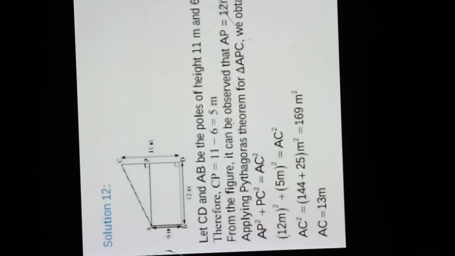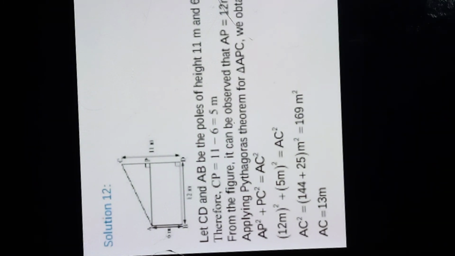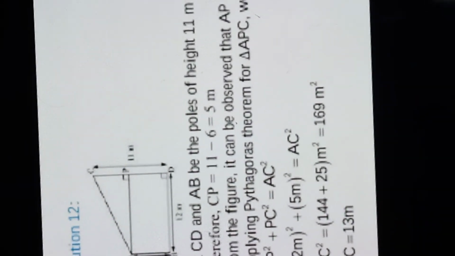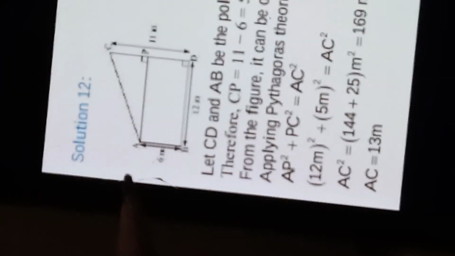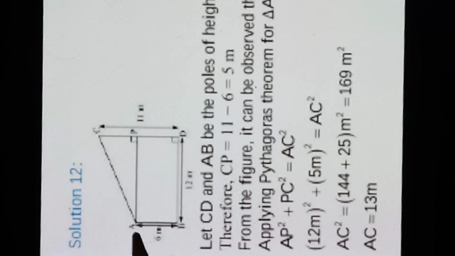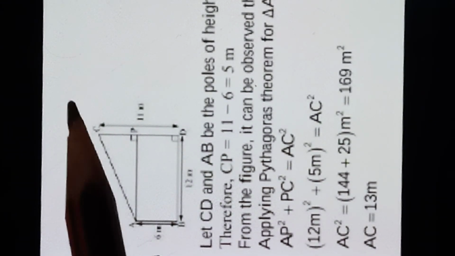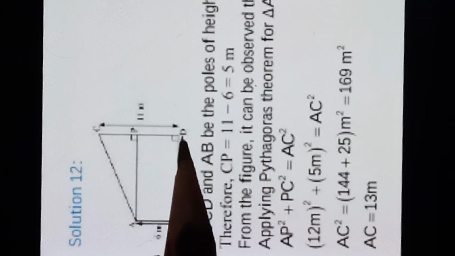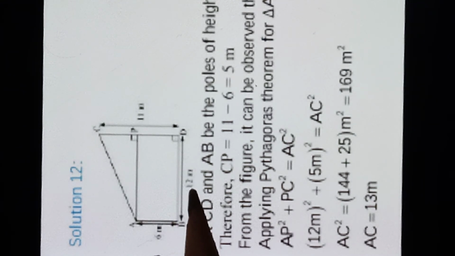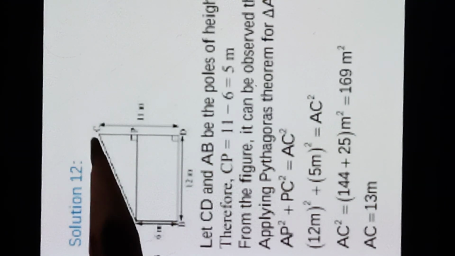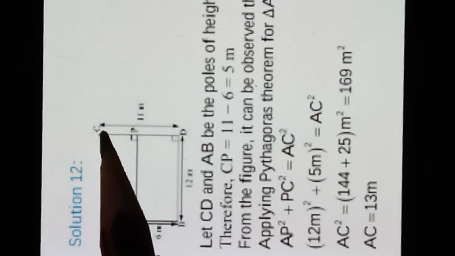Okay, the next also is easy here. We have two poles which are of height 6 meters and 11 meters and they are standing on the plain ground. Distance between the poles is 12 meters. You have to find the distance between their tops. So these are your two poles here. Two poles, one is 6 meter, another one was 11 meters. Distance between them is 12 meters. Your question was to find the distance between their tops.